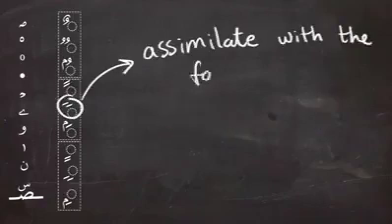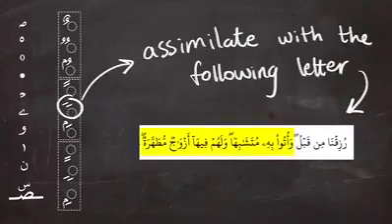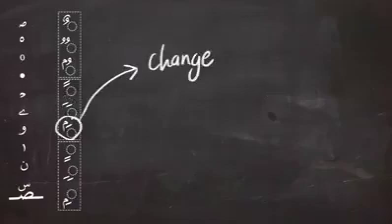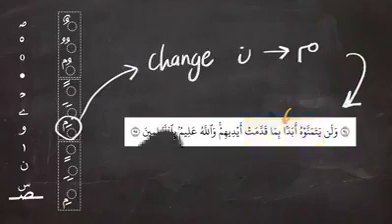And this sign means the assimilation of noon with the coming sound, like this example. وَأُتُوا بِهِ مُتَشَابِهًا وَلَهُمْ فِيهَا. The last sign will be turning the noon at the end of the tanween into a meem, like this example. وَلَنْ يَتَمَنَّوْهُ أَبَدًا بِمَا قَدَّمَتْ أَيْدِيهِمْ.